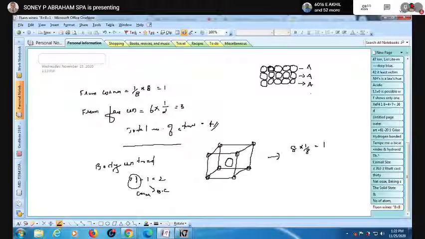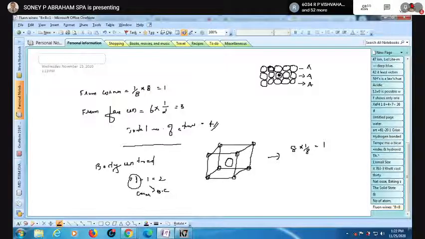This type of packing in 2 dimensions, where there is exact alignment of atoms along the horizontal as well as the vertical axis, with atoms aligning themselves both horizontally and vertically, that type of close packing is known as AAA type of arrangement of atoms in 2 dimensions.